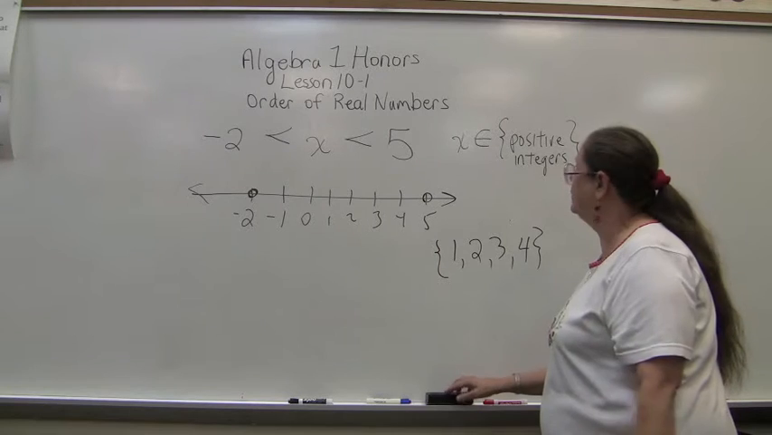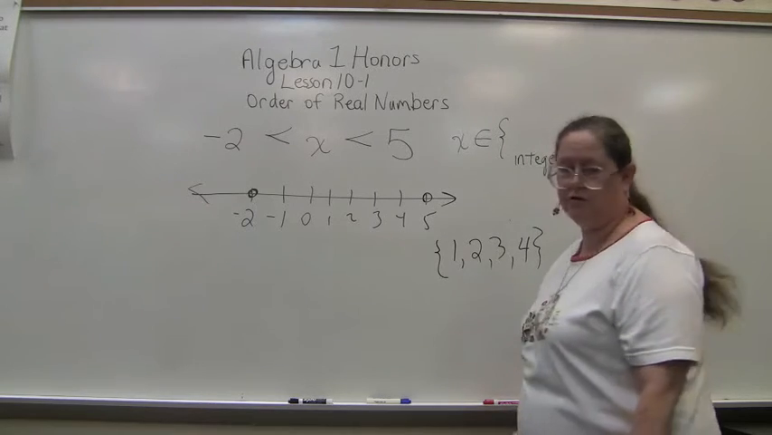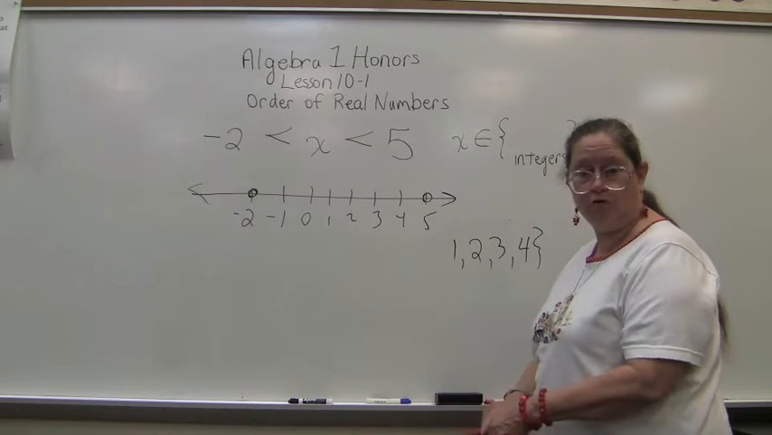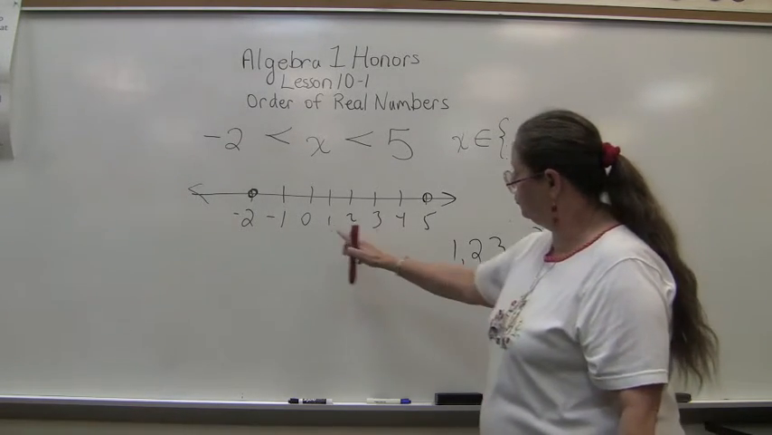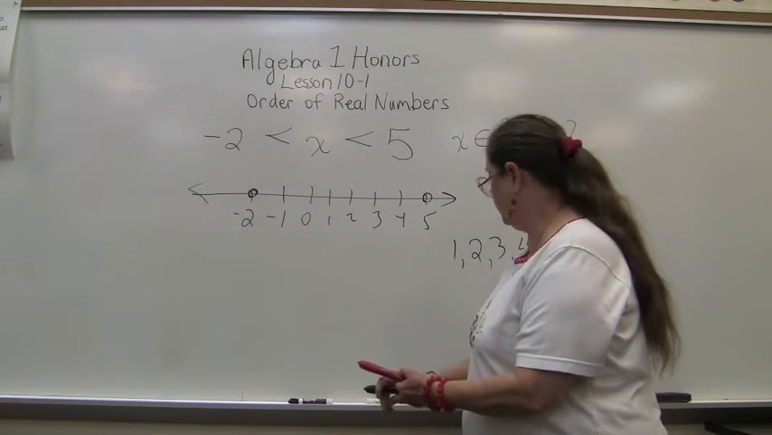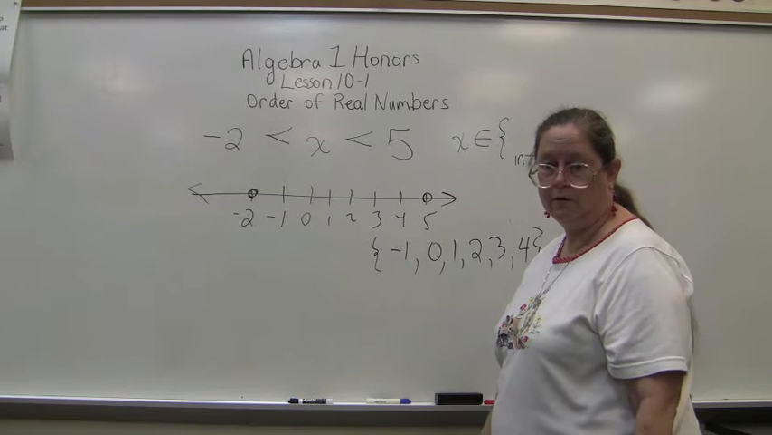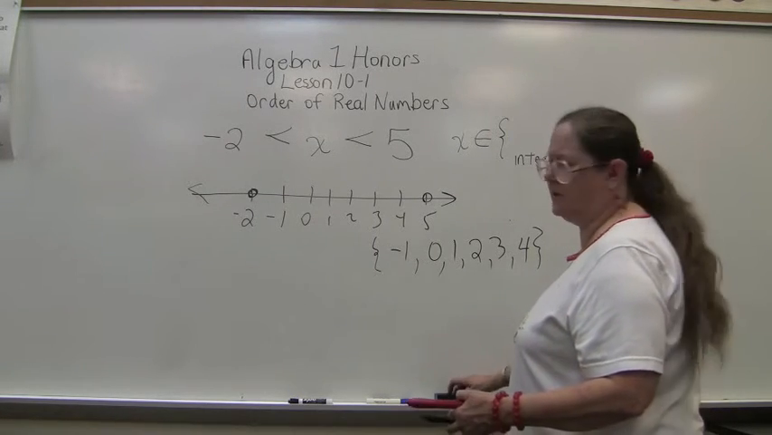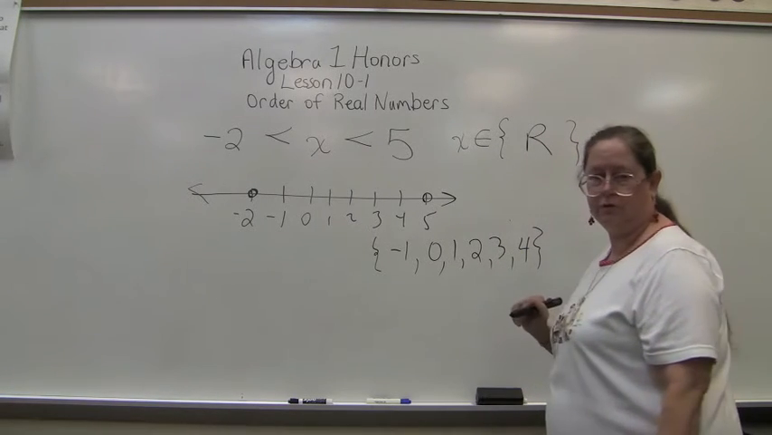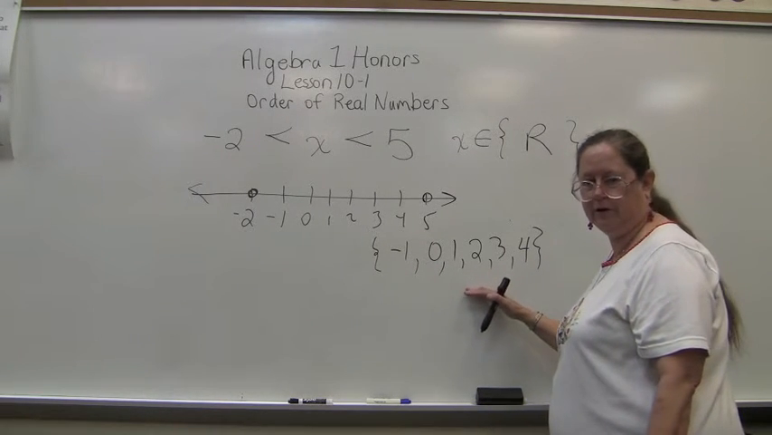Now, what if it just said, instead of positive integers, all integers? Well, now we'd have to add a little bit more to our solution set, because now 0 is an integer and it worked, and -1 is an integer and it worked. So we'd have to add -1 and 0 to our solution set. What do you think we would do if it said, instead of just integers, all real numbers? Listing them this way would be almost impossible.